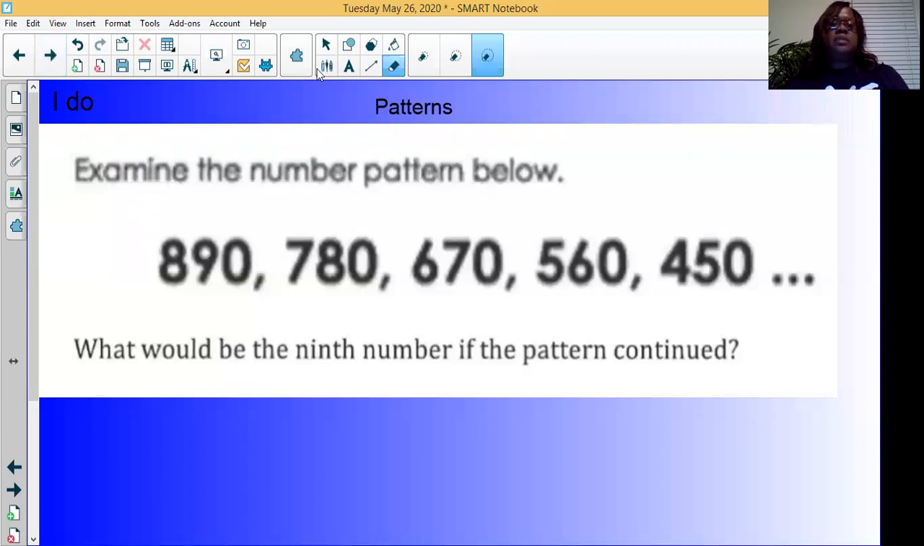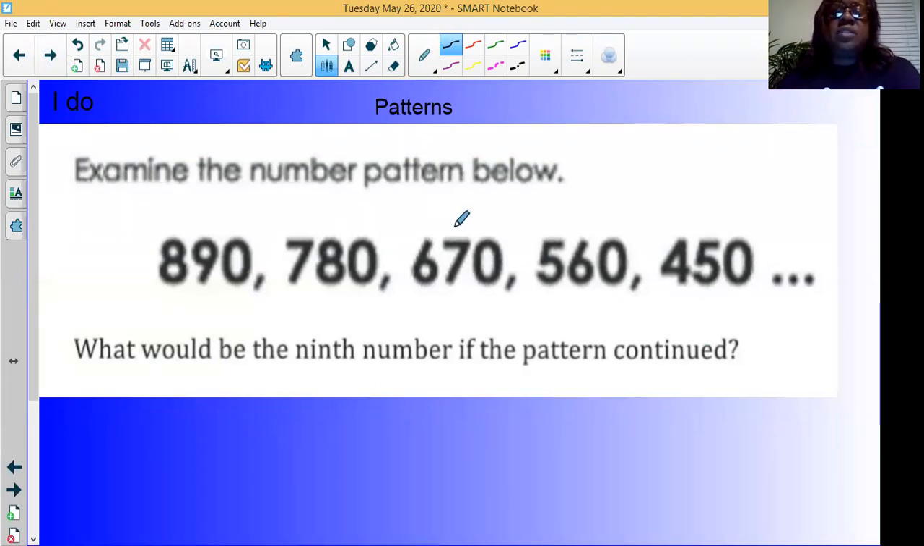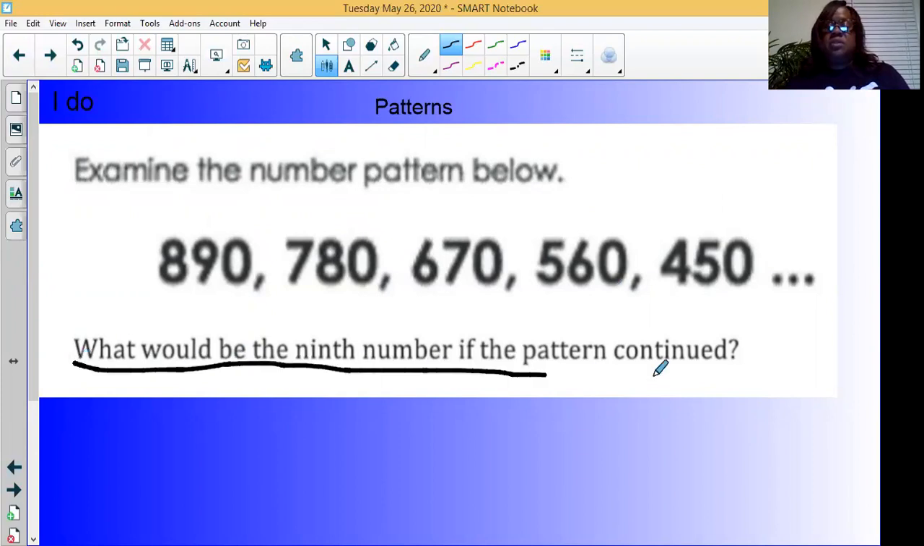The first problem is an I do, and it reads, examine the number pattern below. What would be the 9th number if the pattern continues? Well, these are our numbers: 890, 780, 670, 560, 450, and I hope by now you should be able to spot some type of pattern there. So the first thing we're going to do is underline our big question, and our job is to find the 9th number, okay?